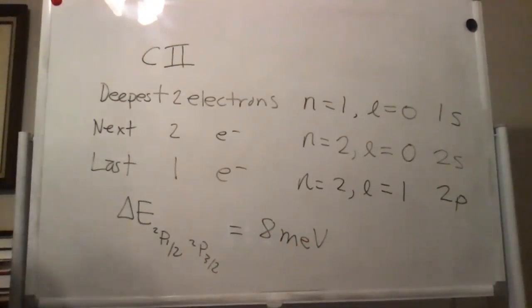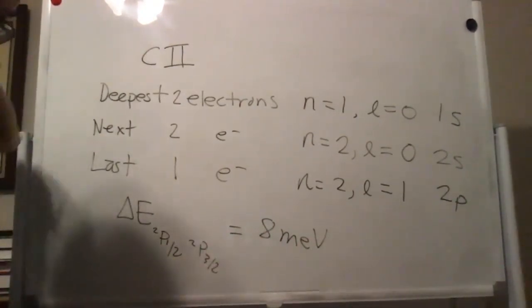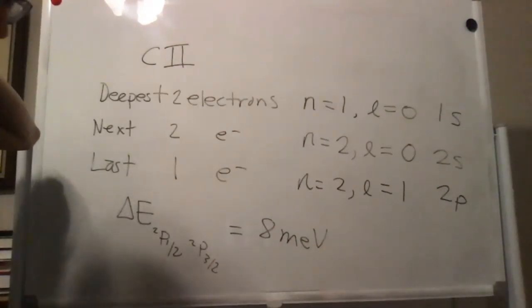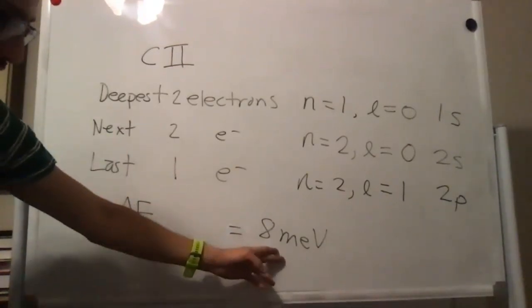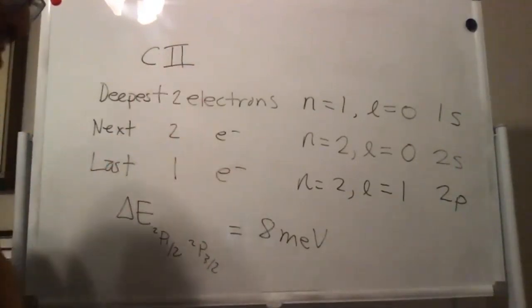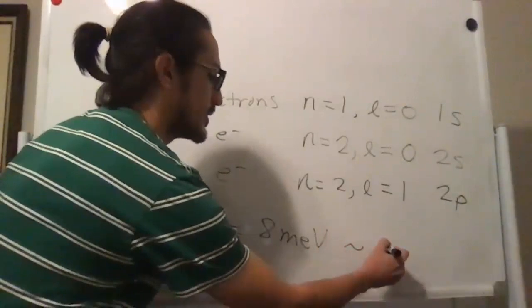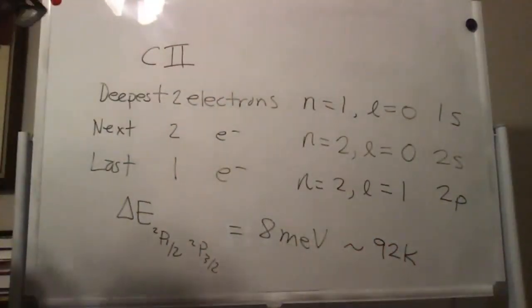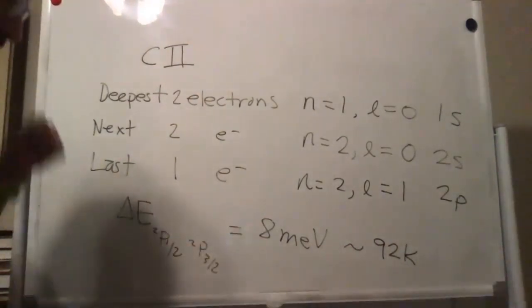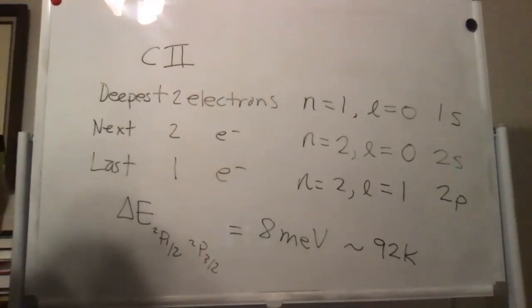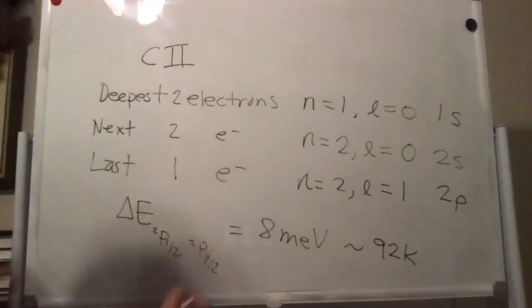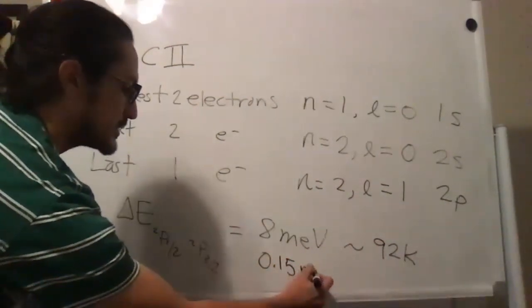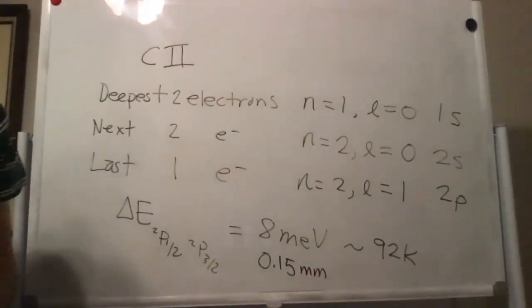So it is pretty tiny compared to the 10.2 electron volts of the Lyman photons. But it's also pretty big compared to the 21 centimeter radiation. This is equivalent to a temperature of 92 Kelvin, as opposed to 0.01. It's much higher. The wavelength of these 8 millielectron volts will be about 0.15 millimeters, so much shorter than 21 centimeters.